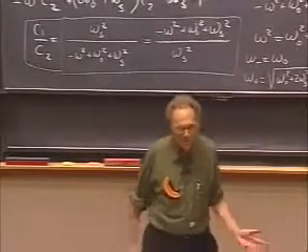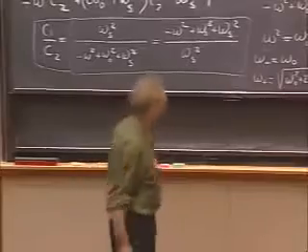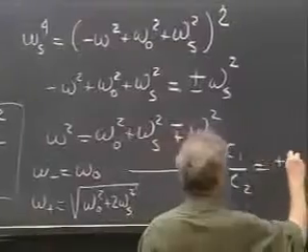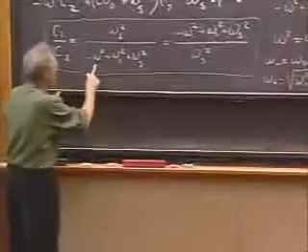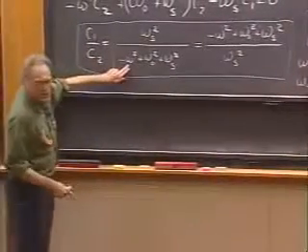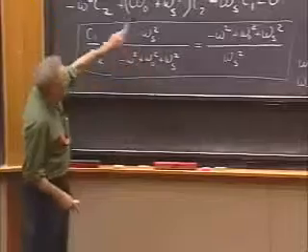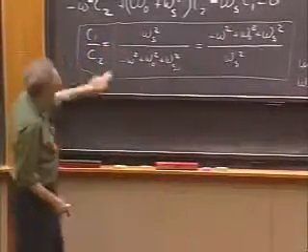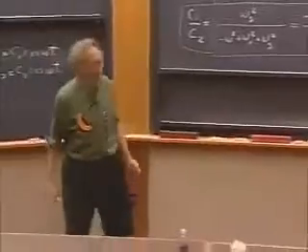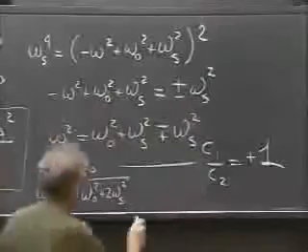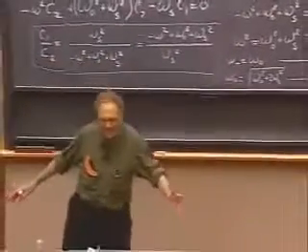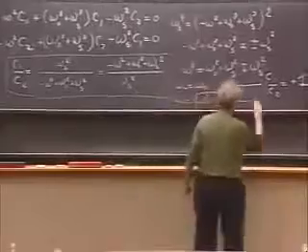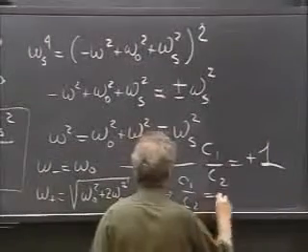Plus 1. Not even 1, plus 1. So you get C1 over C2 is plus 1. If you take this omega 0 and you put it in here, you get omega 0 squared with a minus sign. With a plus sign, you have omega s squared divided by omega s squared, that is plus 1. And now you take the second solution and you put it in here. What do you think you're going to find? Minus 1. C1 over C2 is now minus 1.